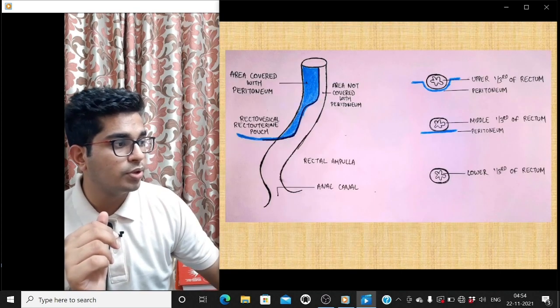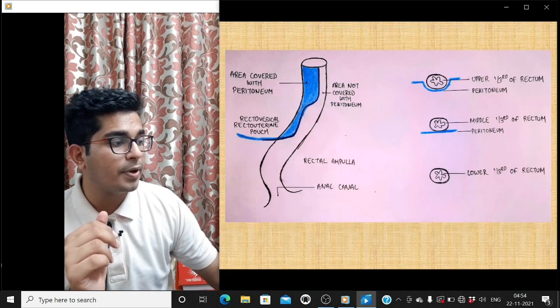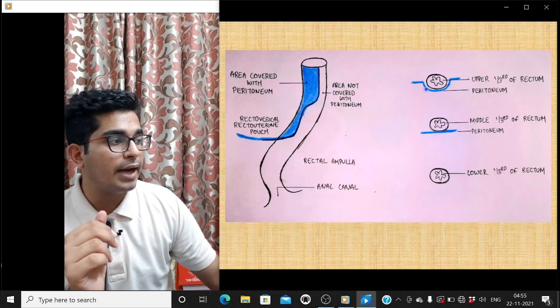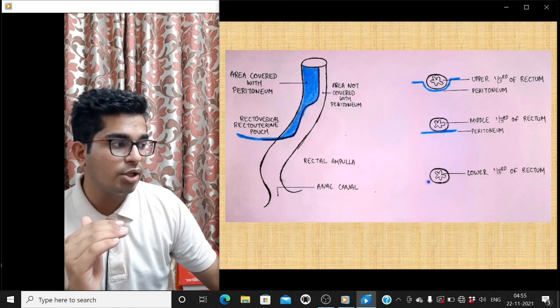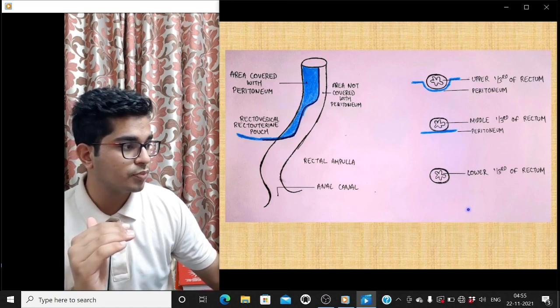Okay, this is your peritoneal reflections. You can see in the upper 1/3 of your rectum, the rectum is covered with the peritoneum anteriorly as well as laterally. In the middle 1/3, peritoneum is present only over the anterior aspect, and the lower 1/3 is devoid of peritoneum.